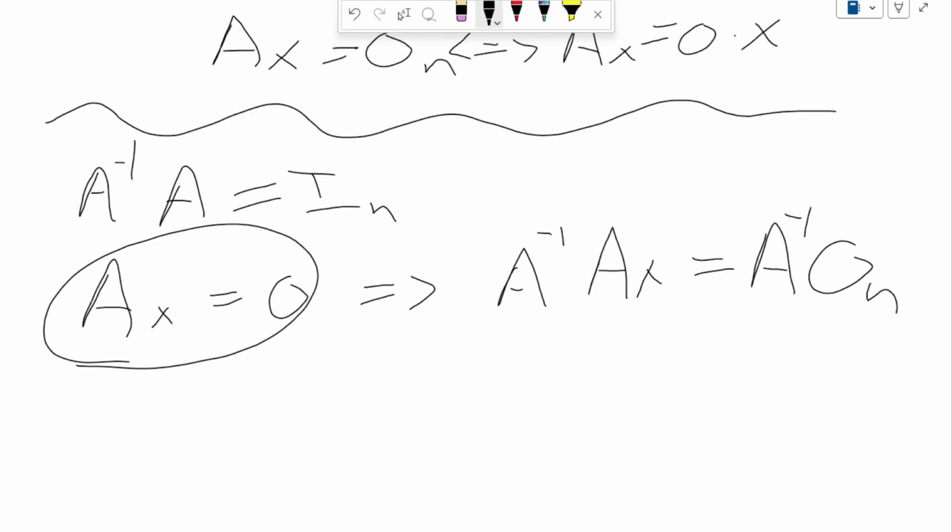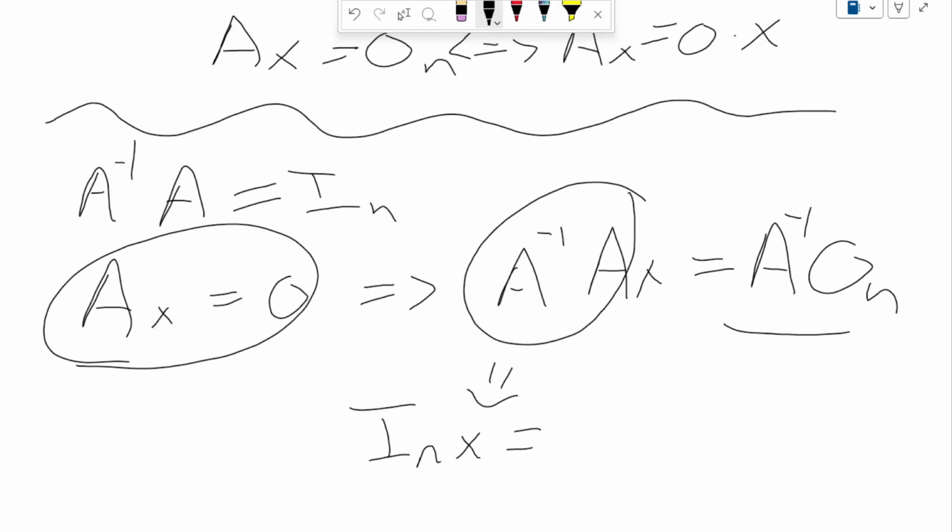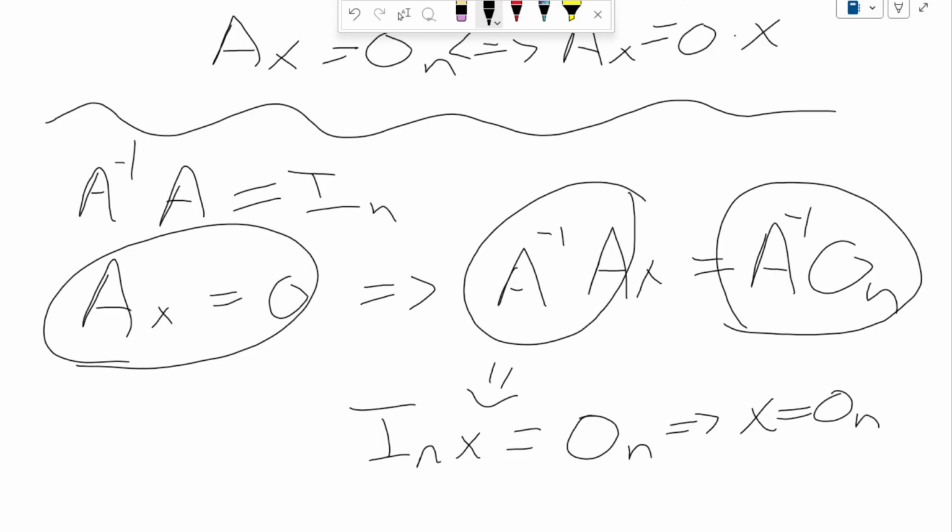But this is the identity matrix. So this implies identity times x equals, and well, any matrix times 0 is going to be 0. So now we have identity matrix times x equals 0, which implies that x is 0, right? So what I've just shown is that if you're invertible, the only solution to the null space equation is going to be x equals 0.